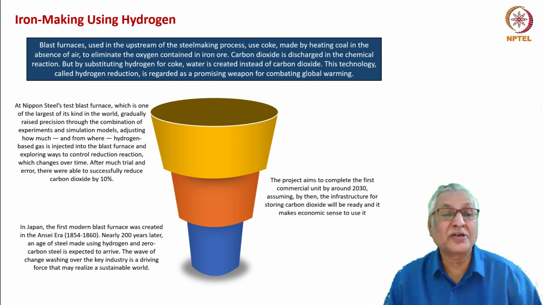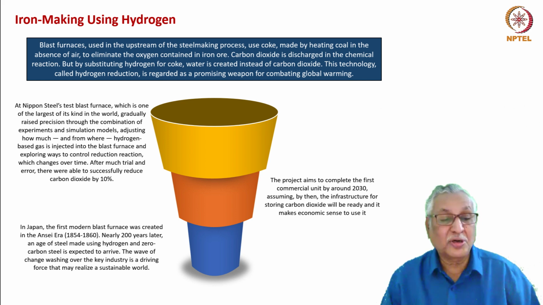Nippon Steel is having a test blast furnace, which is one of the largest of its kind in the world, where this technology is getting deployed. After much trial and error, they were able to successfully reduce carbon dioxide by 10%, but the goal is to eliminate completely if possible. The first modern blast furnace was created in 1854 in Japan. Nearly 200 years later, an age of steel made using hydrogen and zero carbon steel is expected to arrive.